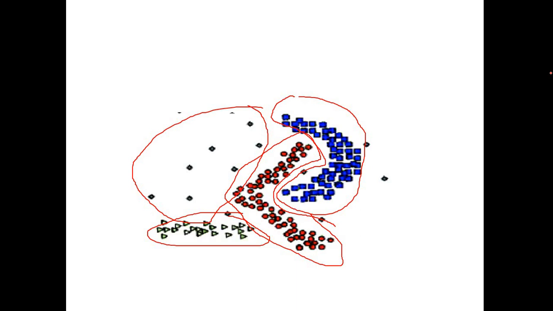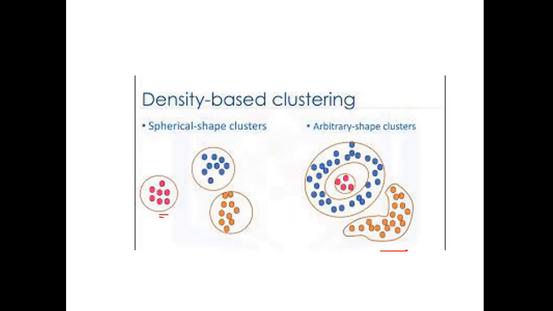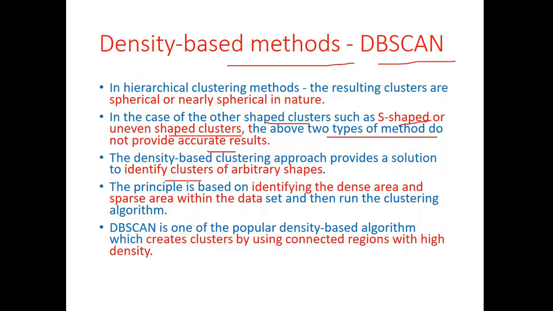This type of clustering is not suitable for agglomerative clustering or divisive clustering, so we use density-based clustering. The principle behind density-based clustering is that it will identify the dense areas and sparse areas within the data set, and then it will apply the clustering algorithm. DBSCAN is one of the popular density-based clustering algorithms. It creates the clusters by using the connected regions with high density. That means it uses the density of the points in the data set in order to identify the clusters.